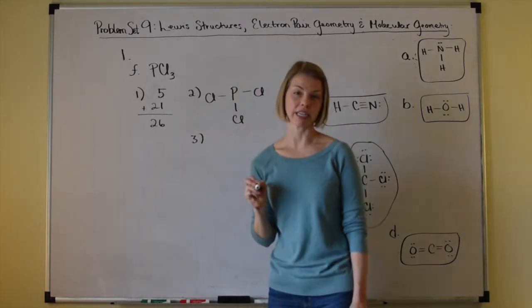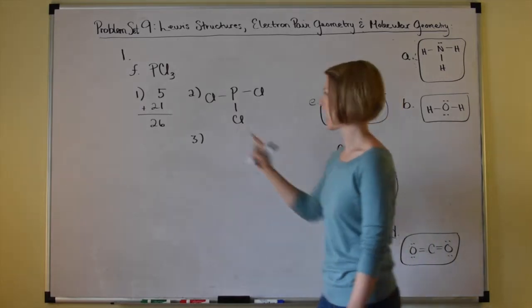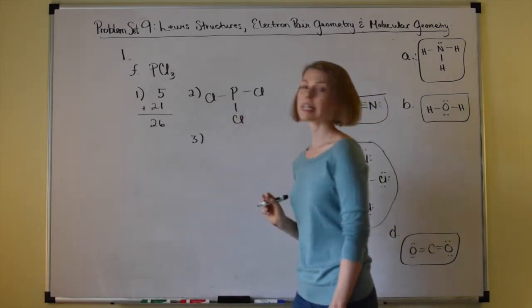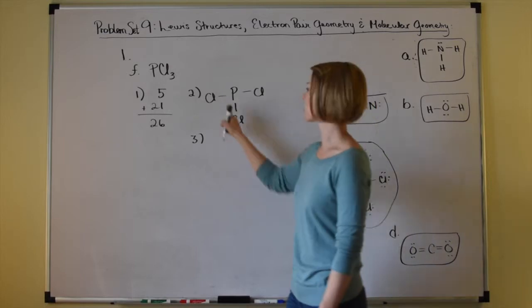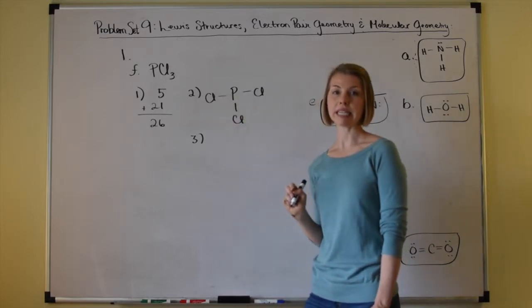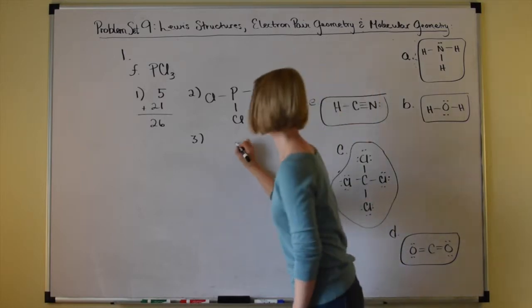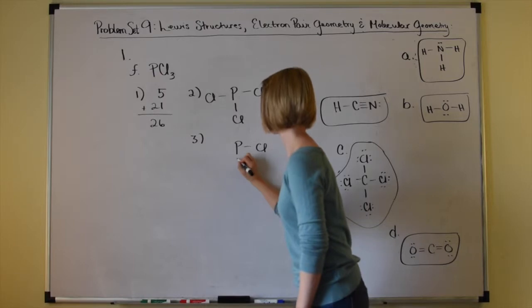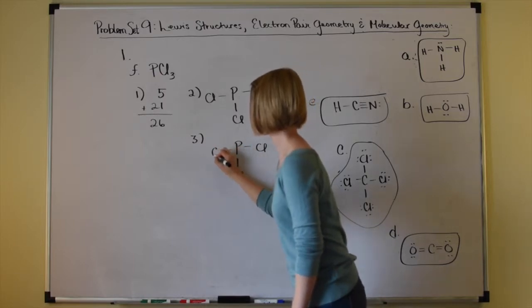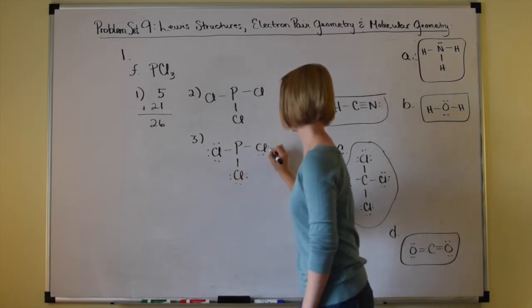Step number 3, complete your octet on your outermost atoms, not your central atoms. So that would be for your chlorine. They each need to have 8. Currently they only have 2, so 6 more, written in as lone pairs of electrons, so 3 pairs. So let's recopy it down here. 1, 2, 3, 4, 5, 6. 2, 4, 6, 2, 4, 6.